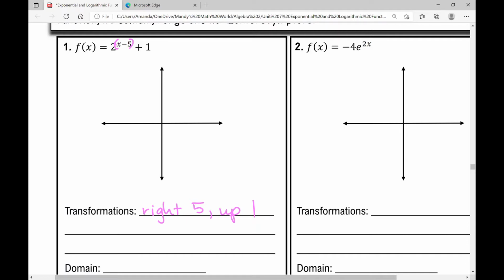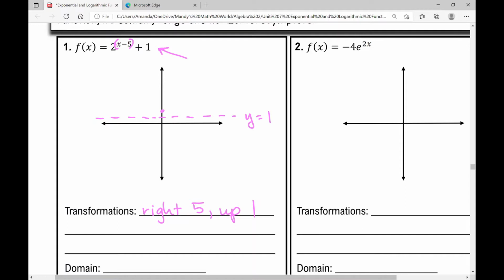So we know that our exponential function has a horizontal asymptote at y equals 0. So this up 1 is what's going to affect that asymptote. So let's move that entire asymptote up 1. So now the new asymptote for this function is y equals 1. We know that the key point in our parent function is right at (0, 1). It's right above that asymptote on our y-axis.